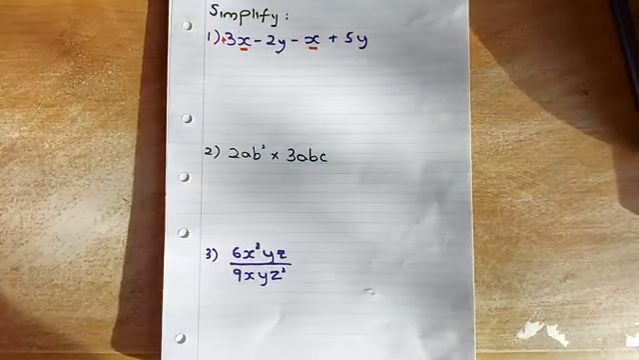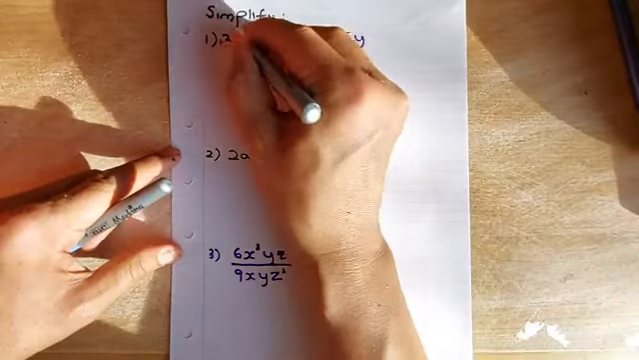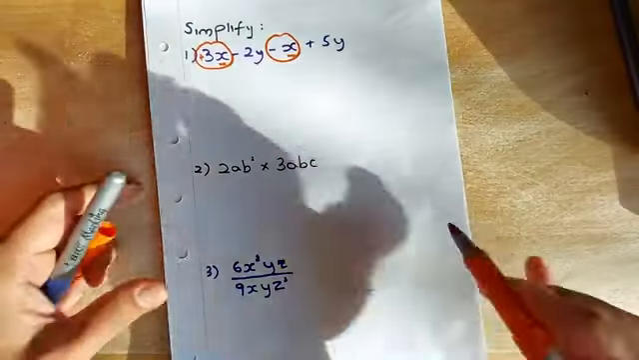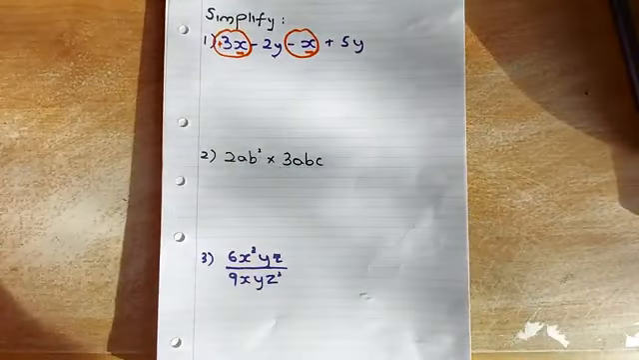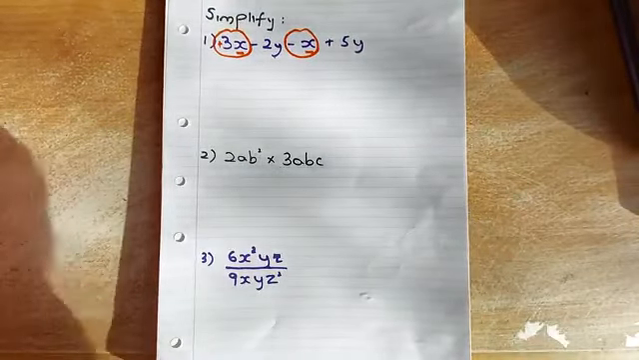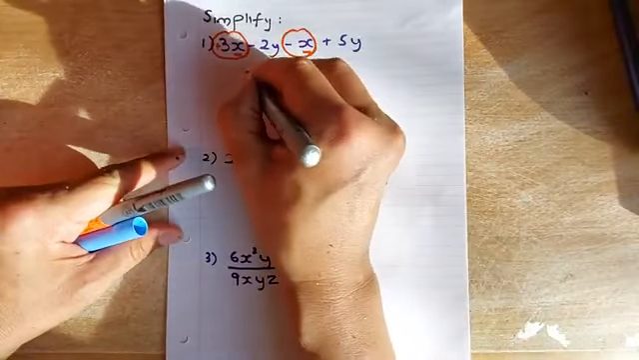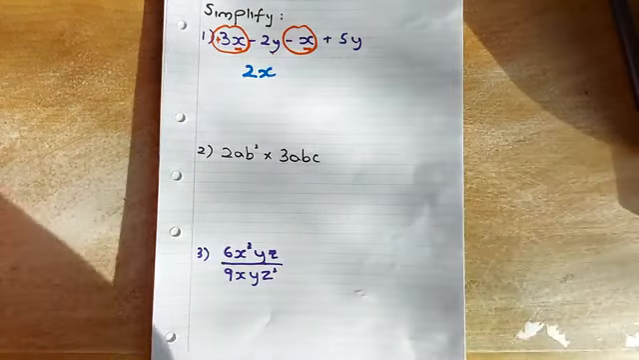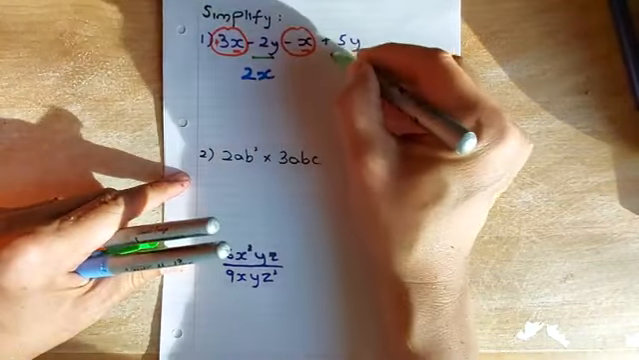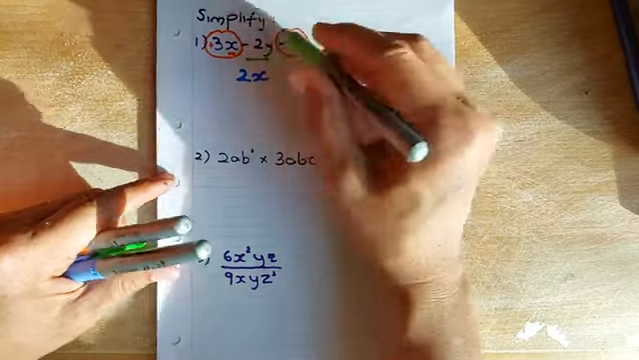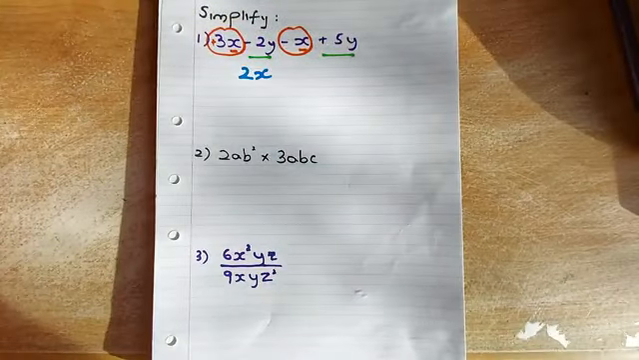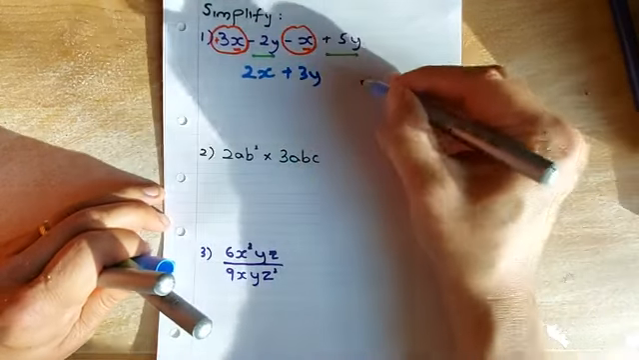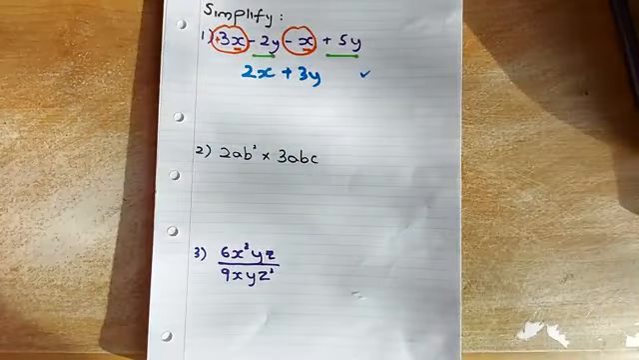So now we're going to add the x family. So x family, we have plus 3x and minus x. So if you have plus 3x minus x, 3 minus 1 is going to be 2x. And then we look at the second family, minus 2y plus 5y. So 5y minus 2y, you're going to get 3y. So plus 3y, and that is a simple tick in exam.